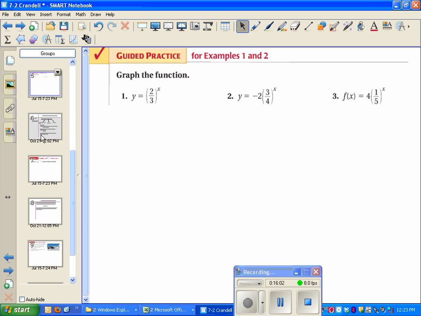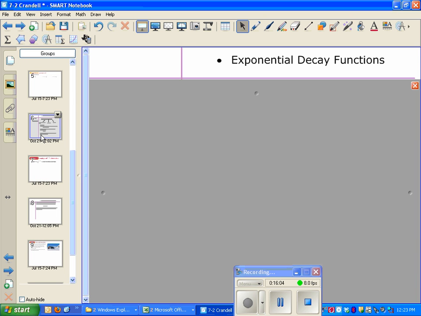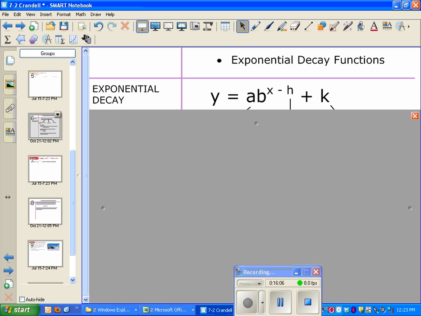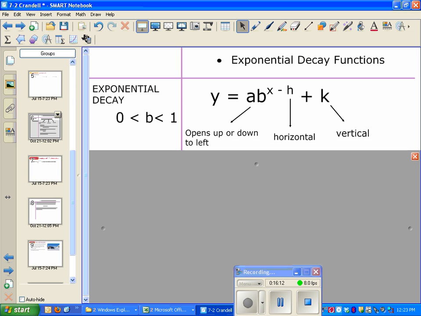All right, now our friends are back. So please write this down: y = a times b to the x minus h, plus k. A opens up or down, which means if it's positive, it's going to be a normal graph. If it's negative, it's going to reflect on the x-axis. It's going to swing on the x-axis.